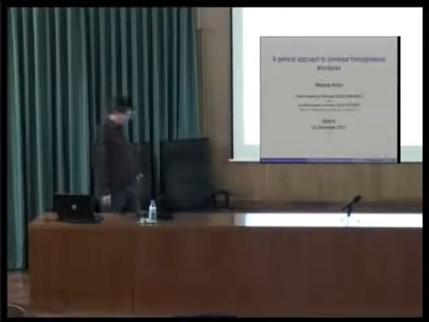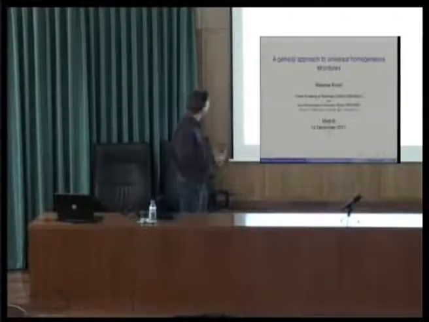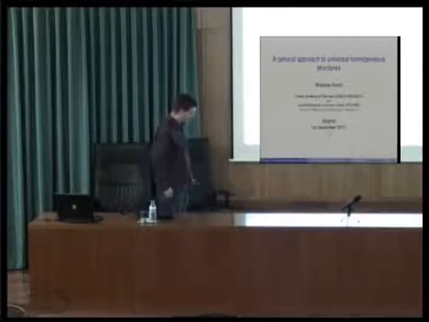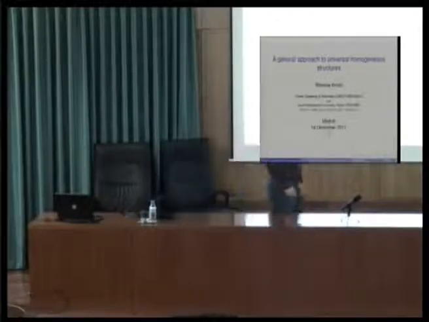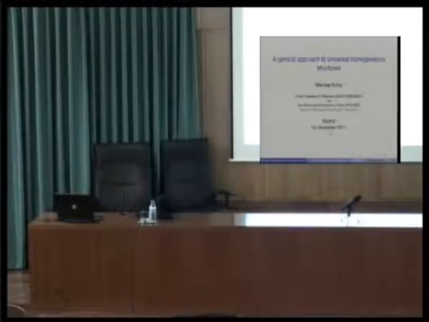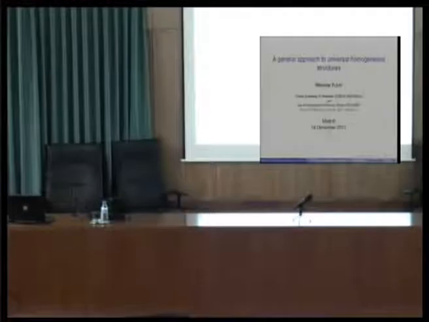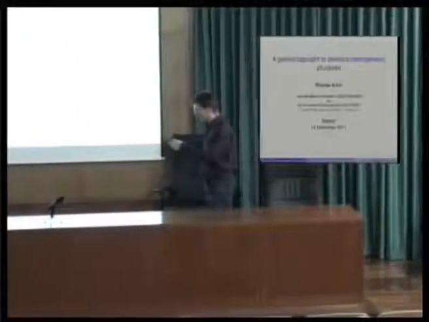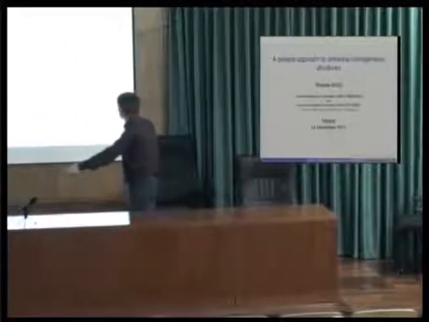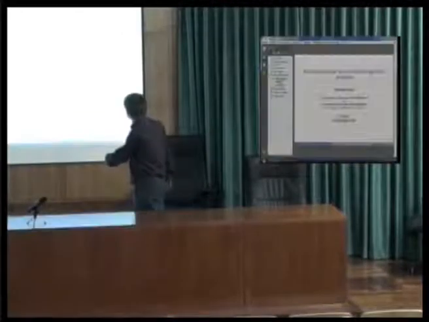Okay, so I would like to talk about a subject I'm interested in for several years already, namely about universal homogeneous structures. Particular examples will be Banach spaces, but I would like to survey the general theory first, some history, and then some specific results.